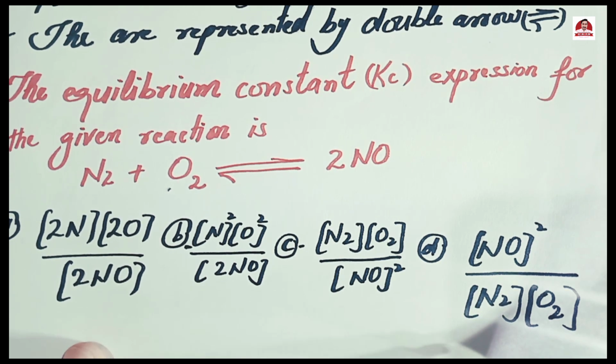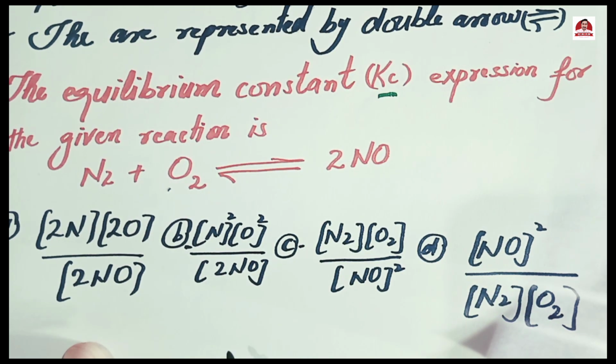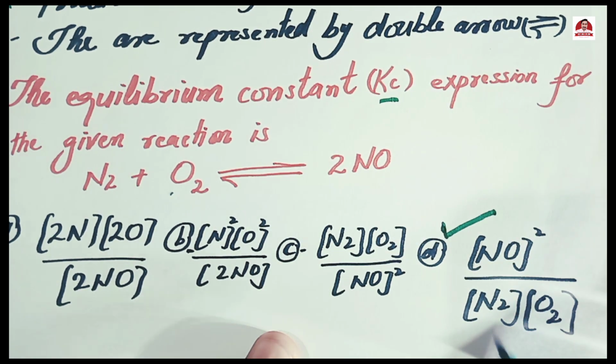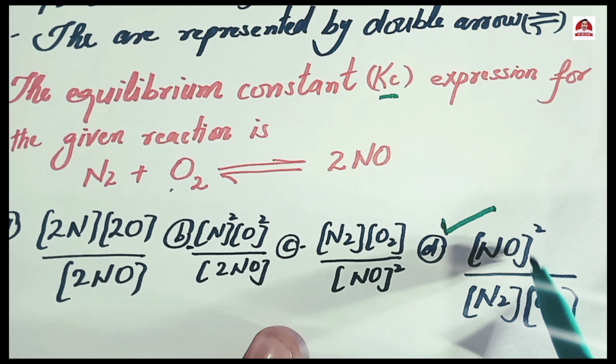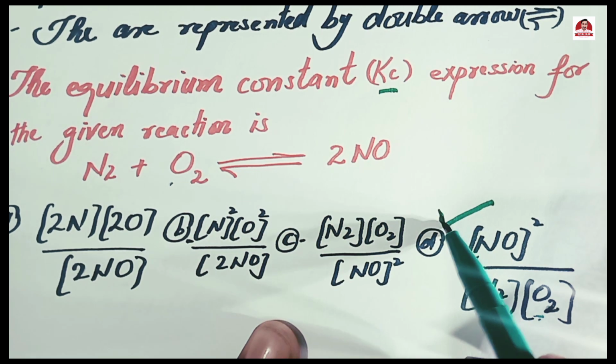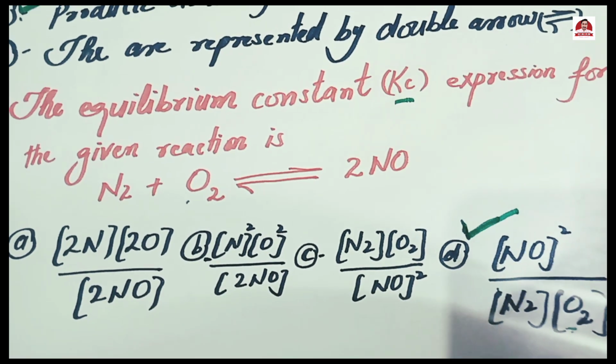According to the definition of Kc, the correct option is option D, because it is the ratio of the concentration of the product divided by the concentration of the reactant, and option D is correct. And next, question number 4.